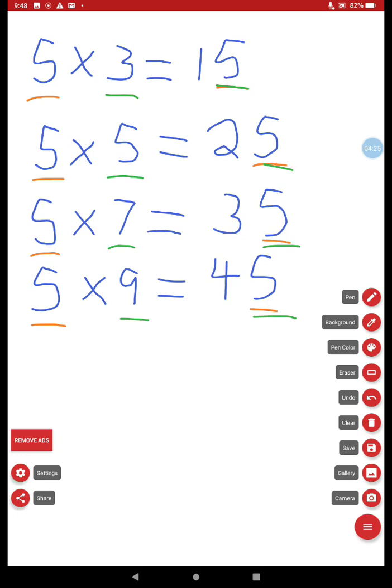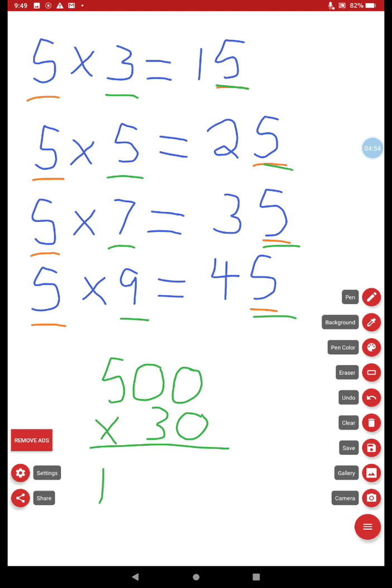Now, what happens when I take that and I add a 0 at the end? Okay, well, let's try that. Let's take a big number like what we did before, and let's say 500 times 30. Okay? Well, use a pattern we learned yesterday. 5 times 3 is 15. Shift it over the zeros. How many zeros? 3.